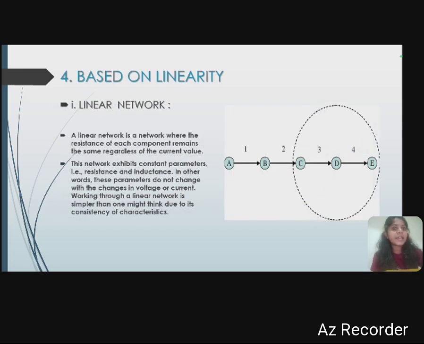Based on the linearity, the linear network. A linear network is a network where the resistance of each component remains the same regardless of the current value. This network exhibits constant parameters, the resistance and inductance. In other words, these parameters do not change with the change in voltage or current. Working through a linear network is simpler, due to the consistency of its characteristics.